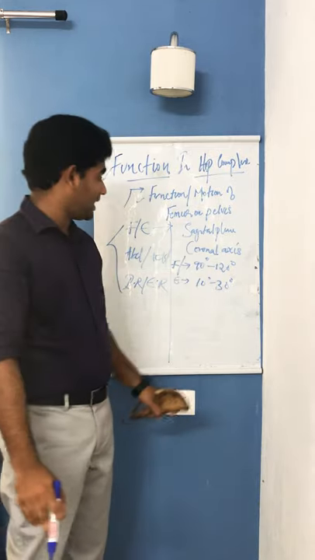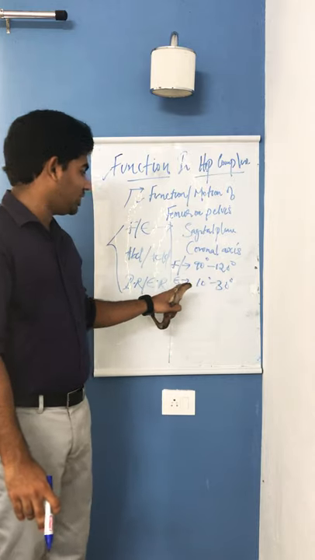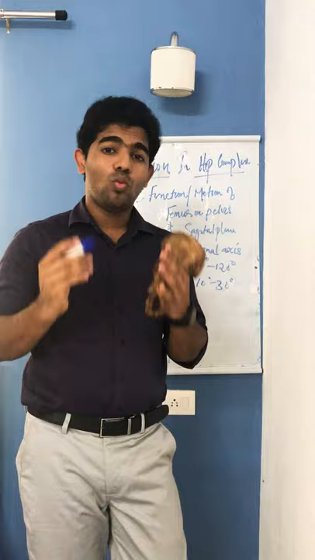It happens in the sagittal plane and coronal axis. Flexion is 90 to 120 degrees, extension 10 to 30 degrees. Now, what are the movements that are happening?